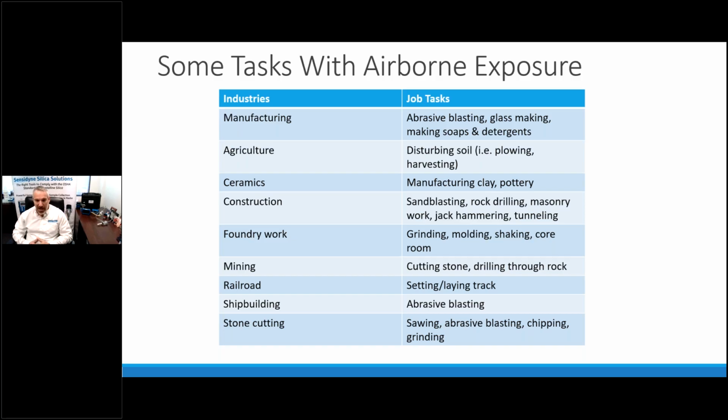Within mining, the cutting and drilling through the rock, railroads, setting and laying track, shipbuilding, abrasive blasting operations are usually a task with high exposure, and then stone cutting, sawing, blasting, chipping, and grinding of stone usually results in higher exposures.